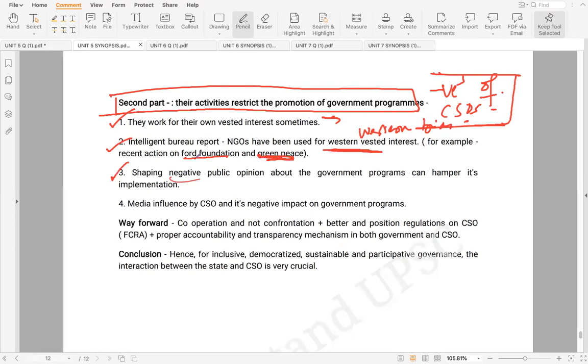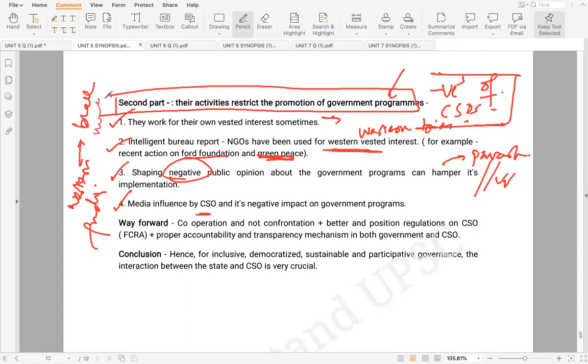Third, shaping negative public opinion about government programs can hamper their implementation. That is why you start calling them parastatal. Media influenced by CSOs and its negative impact on government programs, etc. So this is how they have been seen to restrict the promotion of government programs. You can also talk about the Western funding that is coming in. They can also be used as channels to channelize black money. Right, all such negative things relating to them will always lead to the restriction of government programs.